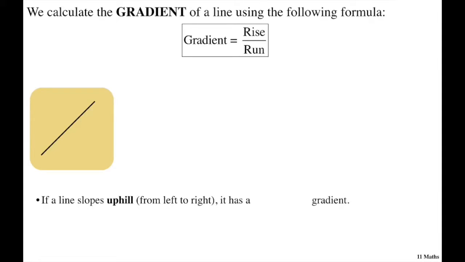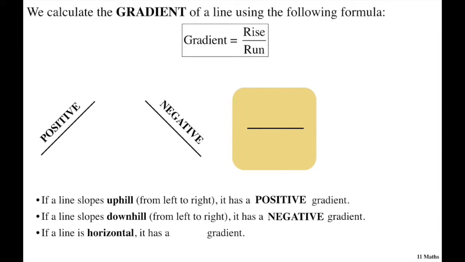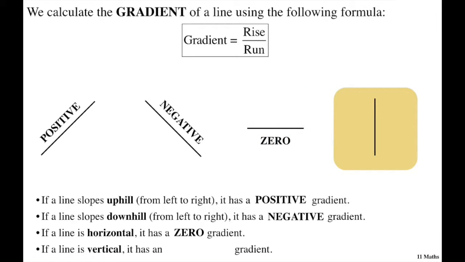So the gradient is equal to rise over run. If the line goes uphill from left to right, it has a positive gradient. If the line goes downhill from left to right, it has a negative gradient. If the line's horizontal, that meant there was a 0 gradient. And if the line was vertical, the line was said to have an undefined gradient. So there are our 4 different scenarios that we need to know off by heart.